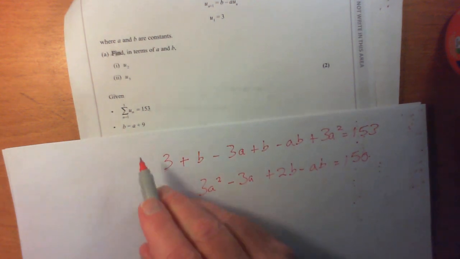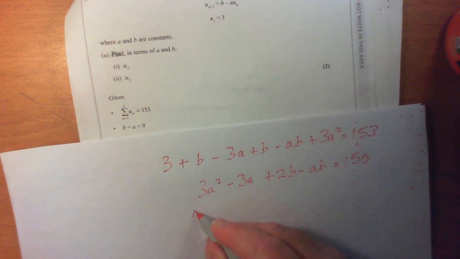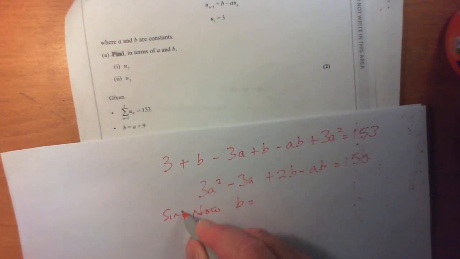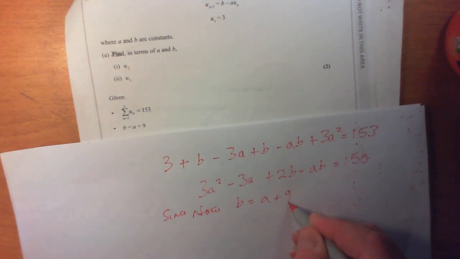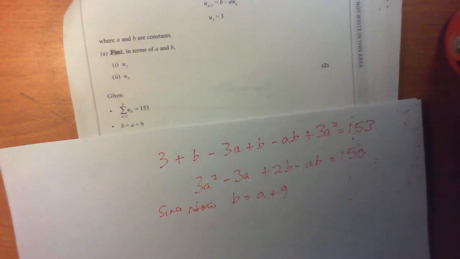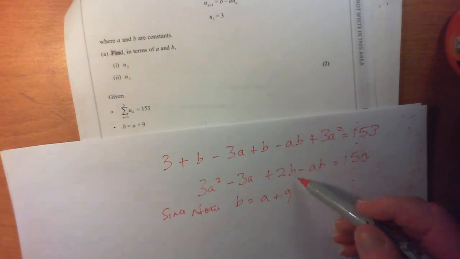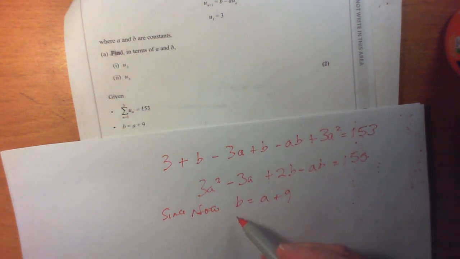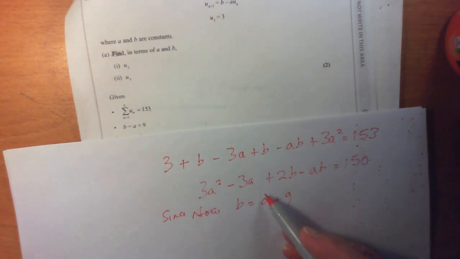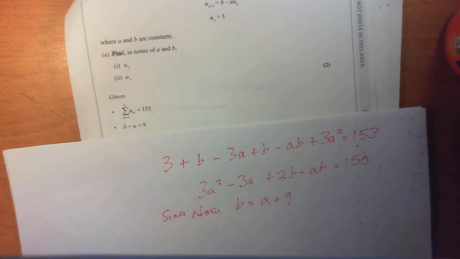You then substitute in B equals, so you'd say, since B equals A plus 9, you can then substitute that in. Instead of just replacing B's with A plus 9s, you could at least put a bit of a note in saying that that's what you're going to do. B equals A plus 9, therefore you're going to substitute it into that equation. Yeah, so that's the only little thing I'd say on that.